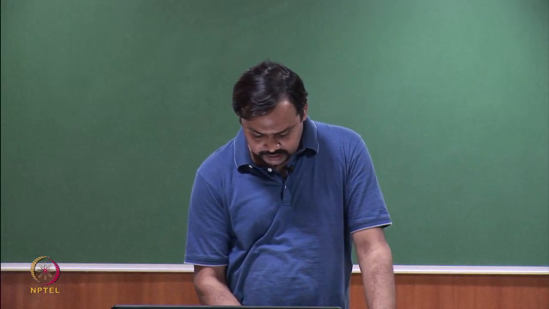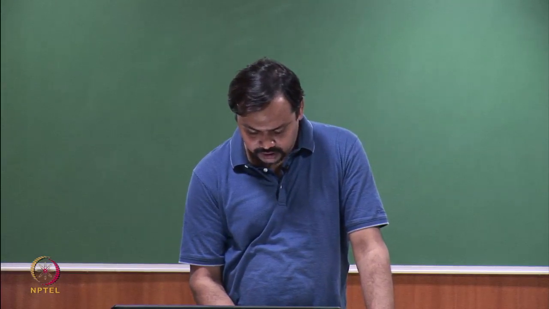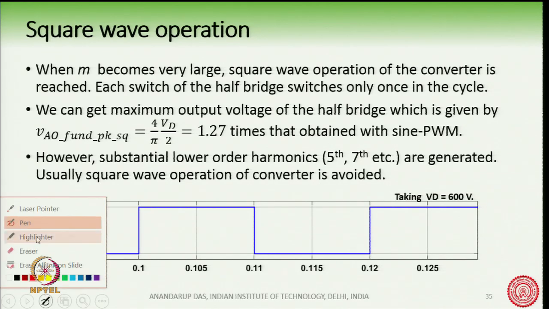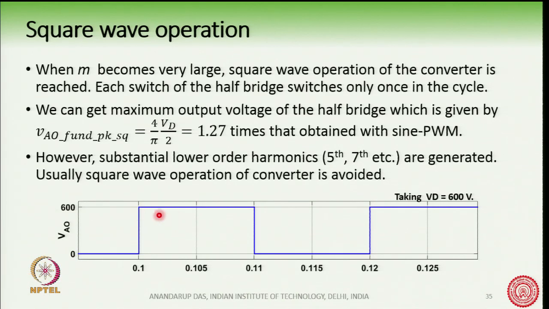So, here you can see that the bottom switch is switching for half the cycle. So, we get 0 voltage, and for half the cycle the top switch is switched, so that we get the 600 volt output. Here 600 volt output.